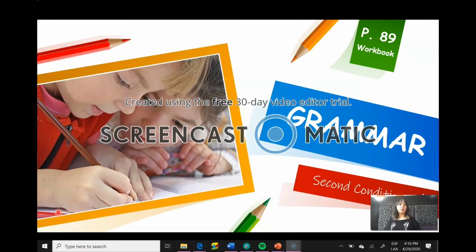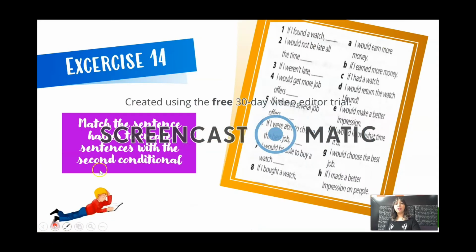We are in workbook page 89. We are talking about second conditional, and we're going to do exercise 14, but okay, yes, let's read the instruction.